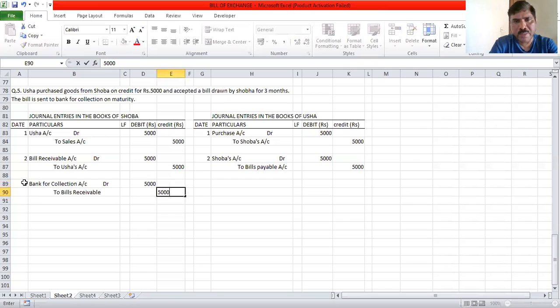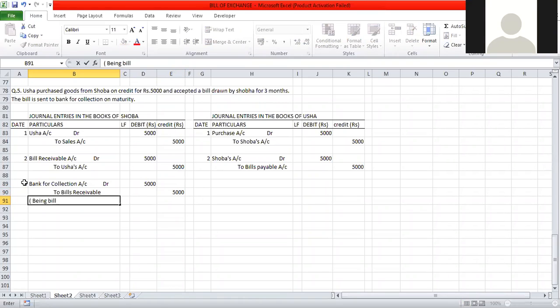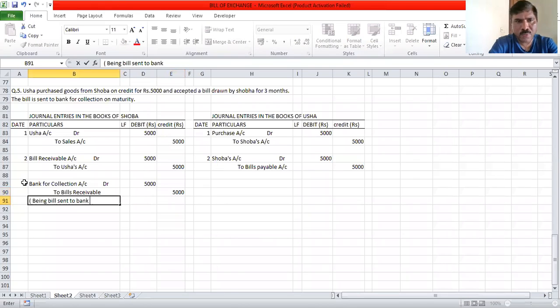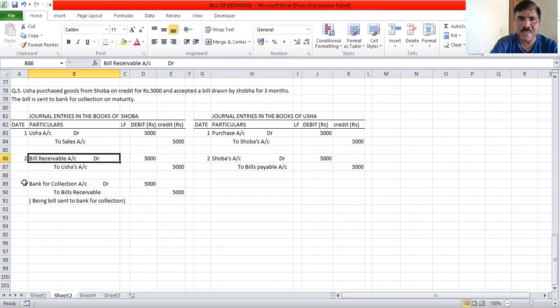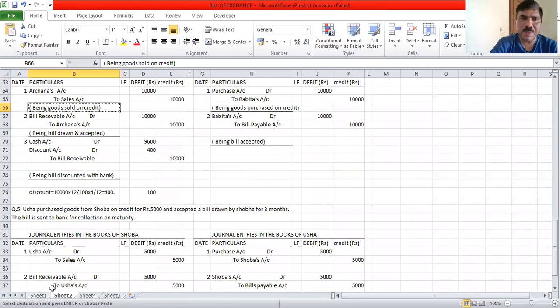So we will be writing: bill sent to bank for collection. Do we have any entry in the books of drawee? No, because this is given to the bank. There will be an entry only when the bill is honored by the drawee, that means when payment is made by the drawee. Are you clear with this?